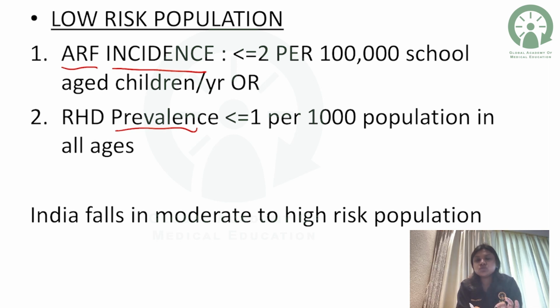Whenever I'm using the word incidence, that is only new cases, it is school going children, and also it is acute rheumatic fever. Whereas whenever I'm talking about the word prevalence, old plus new, it is in all ages, it is rheumatic heart disease. So please note this when you see the exam options. Because in ARF, incidence will be less than or equal to 2 per 1 lakh, whereas rheumatic heart disease prevalence will be less than or equal to 1 per 1,000. India falls in the moderate to high risk population.